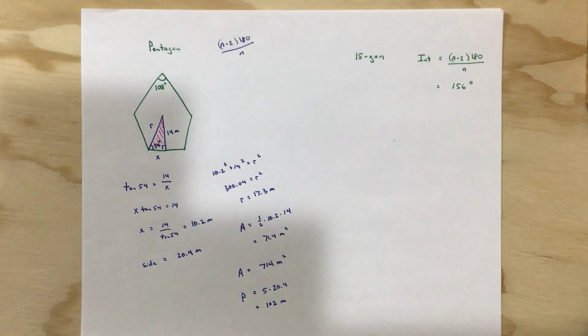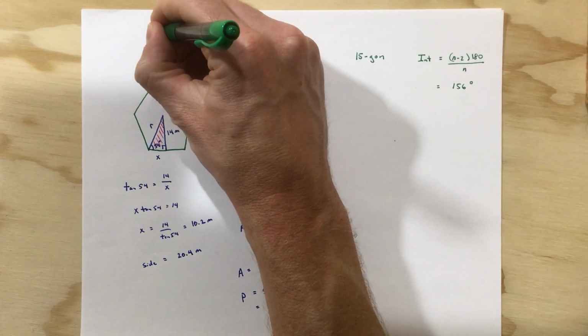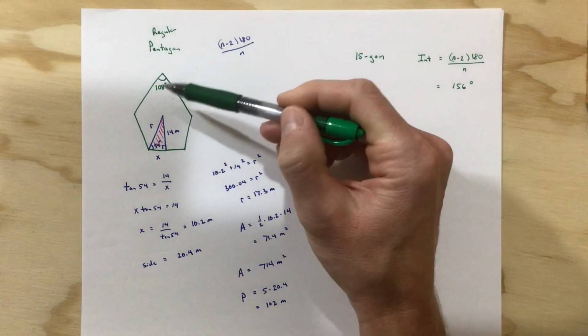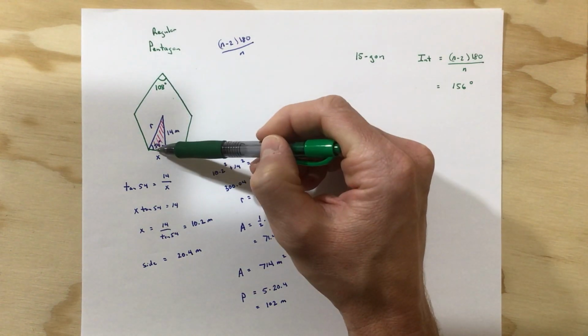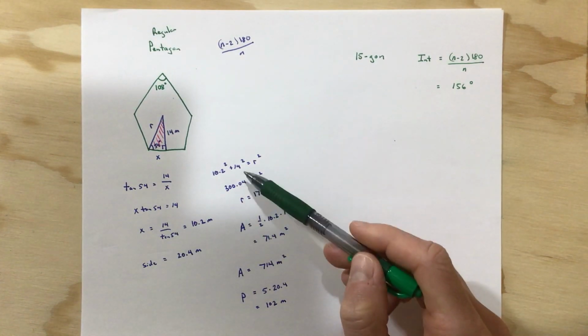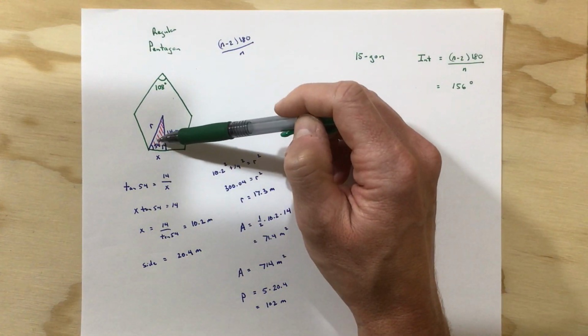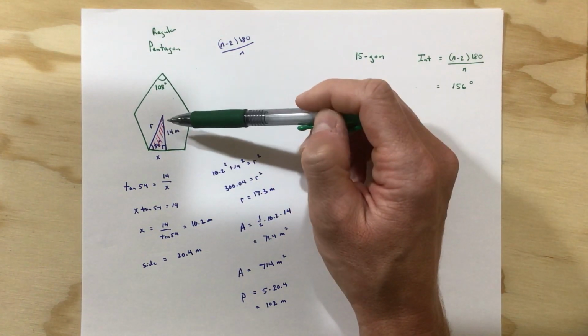Again, it is a regular pentagon. If it was just a random pentagon, we couldn't do it. But it is a regular pentagon, so its interior angles are 108, so that angle is 54, and then we can do trig and the Pythagorean theorem, and just be careful when we're finding the area and perimeter. What I always do is find the area of this little triangle, and then multiply by 10 in this case.